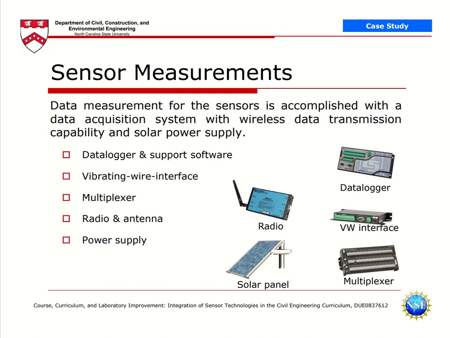And here are the images. How do they look? So here the data logger looks something like this. Then we have the vibrating wire interface, which looks like this. Here is the multiplexer. Here is the radio with antenna, and solar panel for the power. Right, so they are using the solar panel for the power supply.